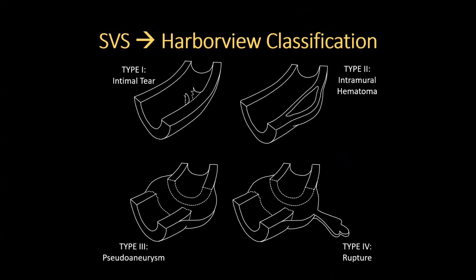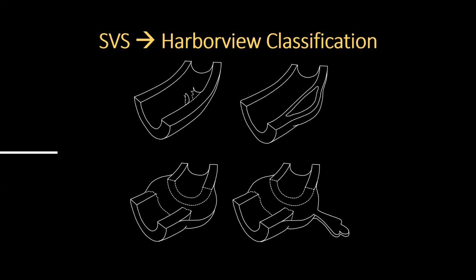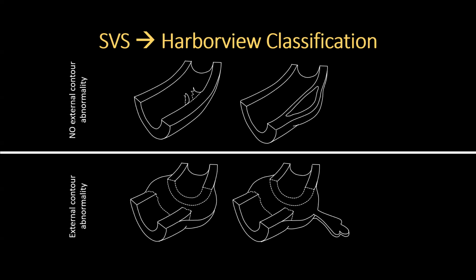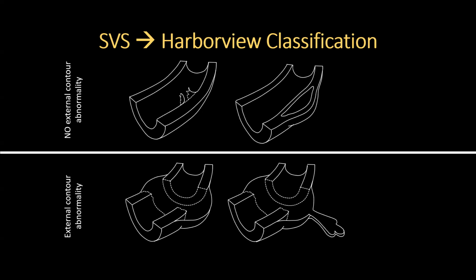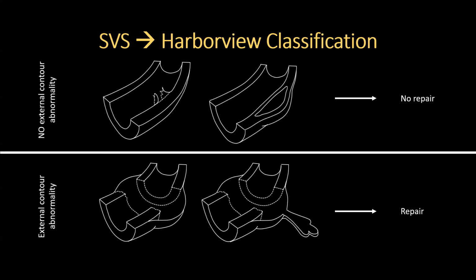Some favor the Harborview classification, which uses morphology of injury to direct management. Instead of grading based on the involvement of the aortic wall layers, the most important distinction to make on imaging is whether an external contour abnormality is present. In general, no external contour abnormality is considered minimal aortic injury and no repair is indicated. An external contour abnormality usually goes to endovascular repair.